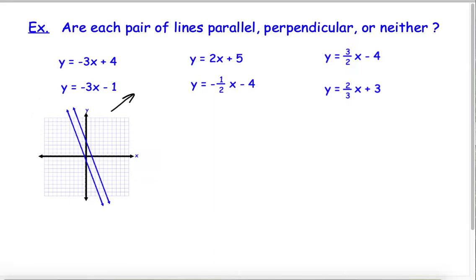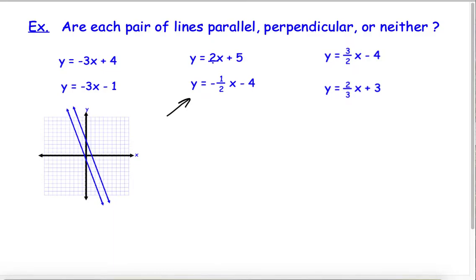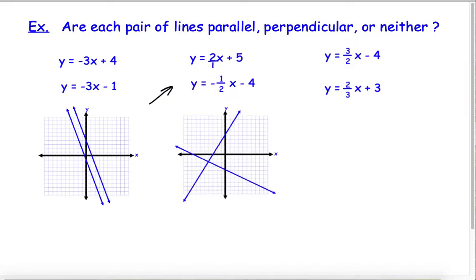For the next one, the slope of this line is 2, and the slope of this is -1/2. Now you can think of 2 as a fraction 2 over 1. And that's easier to notice then that they are opposites, positive, negative, and we flip them, they're reciprocals, 2 over 1, 1 over 2. So if we graph those, we would see that they form a right angle. So they're perpendicular.